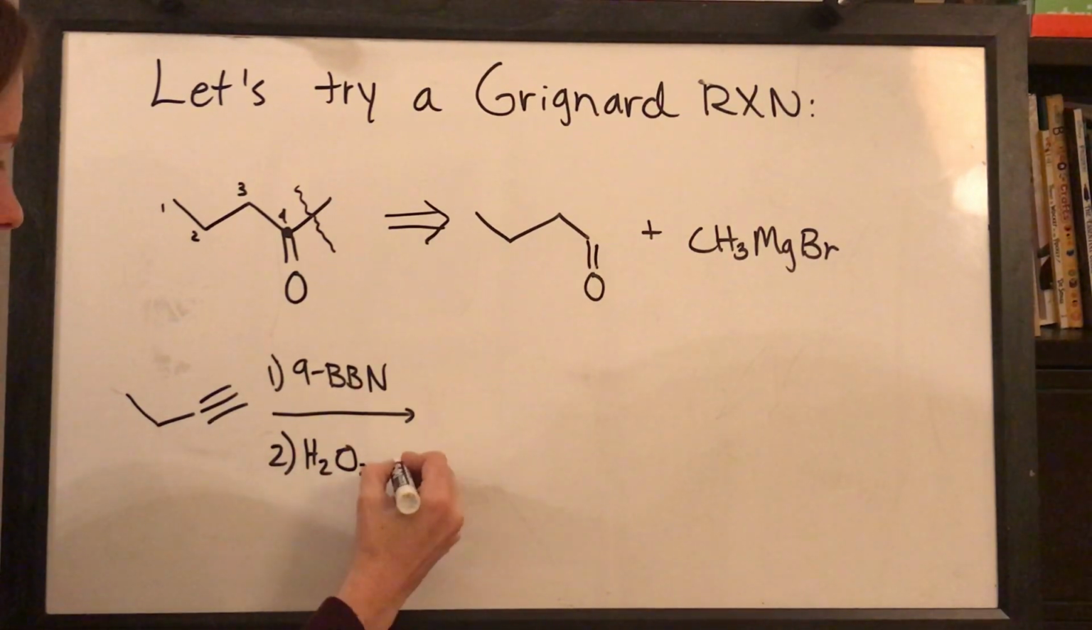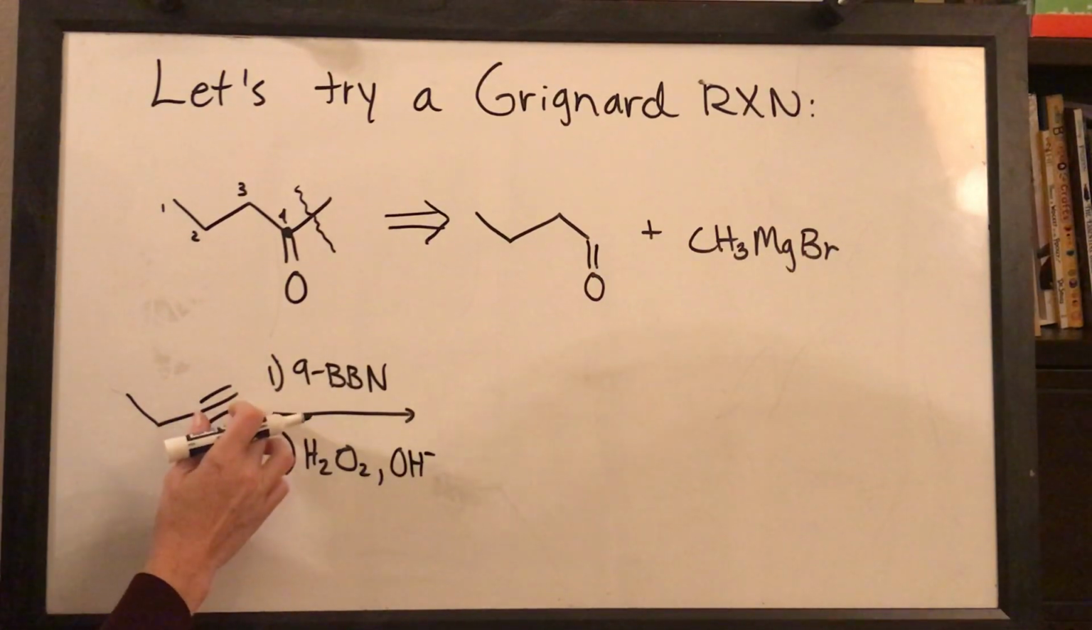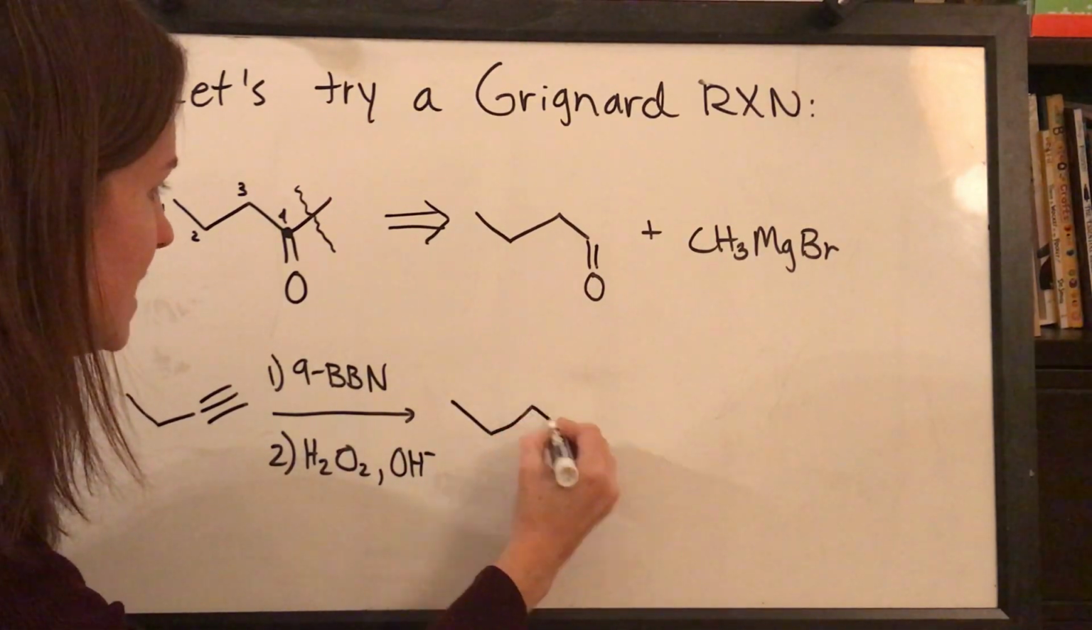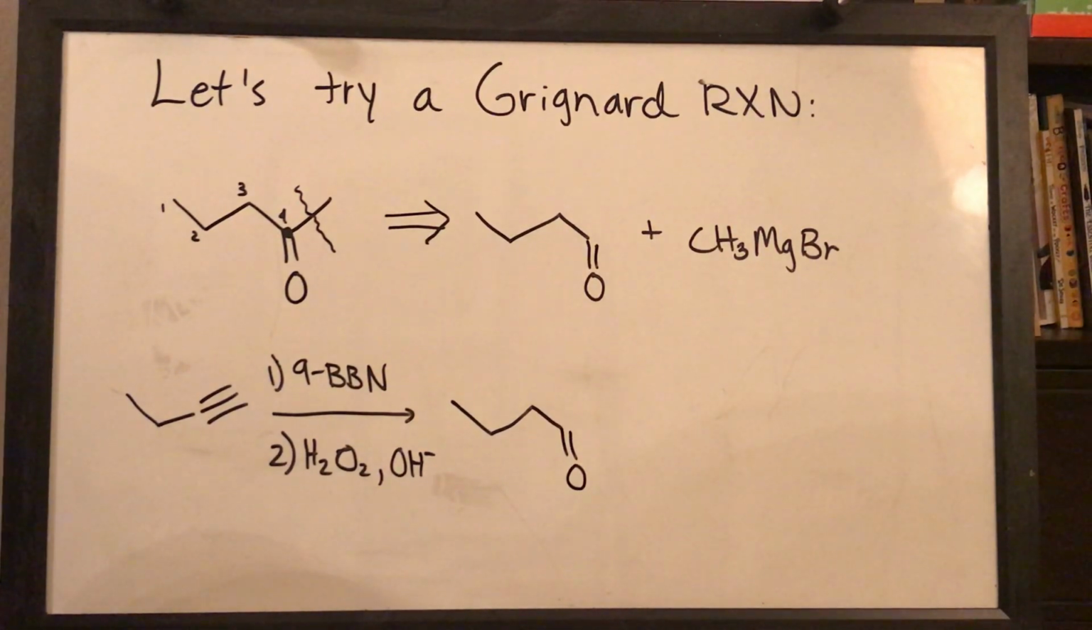So I'm going to work this up with hydrogen peroxide and hydroxide ions. This is going to give anti-Markovnikov addition of an OH group, and then there's a tautomerization that happens. And so I end up getting the aldehyde that I want at the end of this reaction.